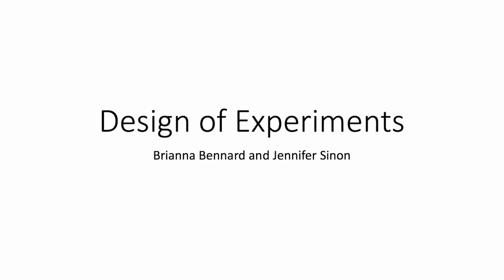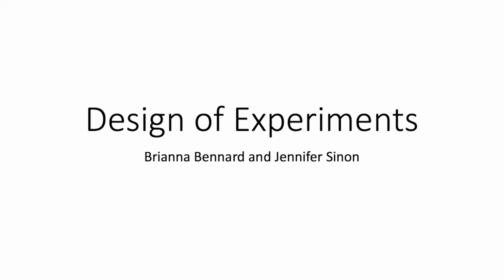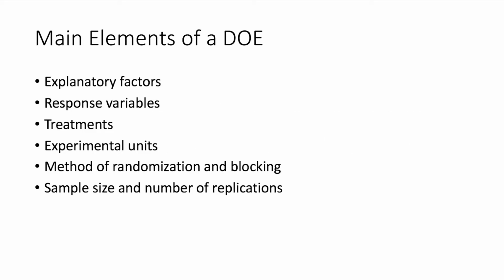In this presentation, we will be discussing design of experiments. The main elements of a DOE include explanatory factors, response variables, treatments, experimental units, a method of randomization and blocking, and a designated sample size and number of replications to perform for the design.